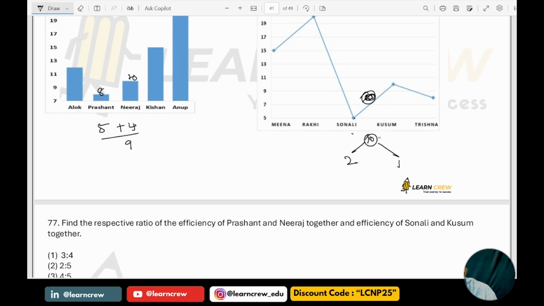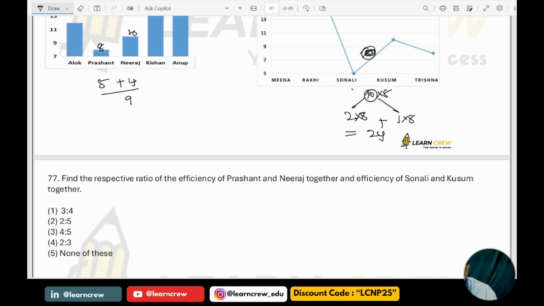So if the work is 80, 2 into 8, 16, 8 into 1, 8. So 16 plus 8, 24. And 5 plus 4, 9. If the total work is 80 units for both, they are doing 9, they are doing 24. 3 3s are, 3 8s are. So the answer is 3 is to 8.